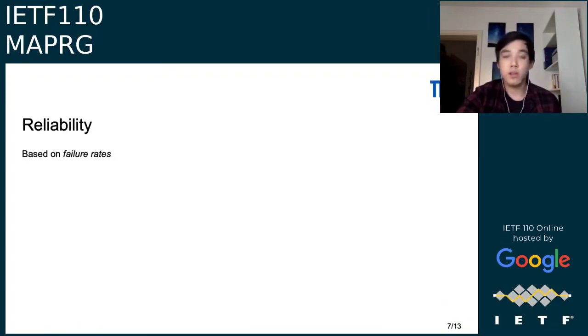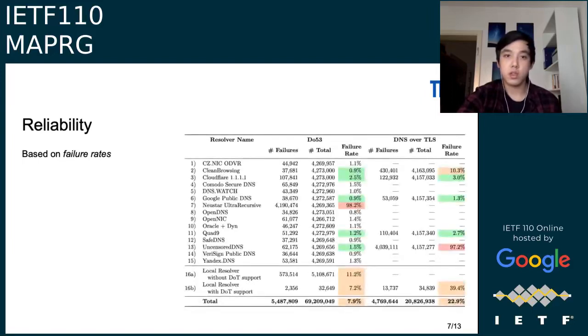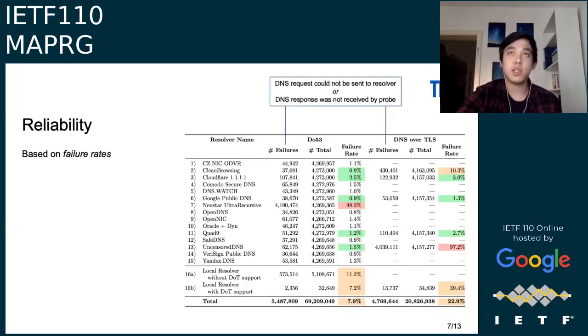We look at the reliability of DNS over TLS based on failure rates, which you can see in this table, which is also taken from the paper. The failure rate in this case is simply the column of number of failures divided by the total number of measurement column. And obviously then the question would occur, what is a failure exactly? A failure in this case is when a probe is not able to send the DNS request to the resolver, or on the other hand, when the response was not received by the probe.